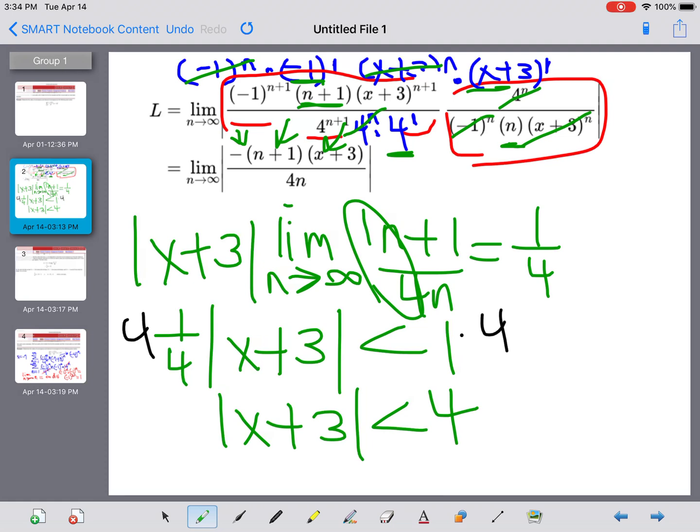Well, we can immediately identify the radius of convergence, and our absolute value is in the proper format, x minus c or x plus c. So the radius of convergence is equal to 4. Now let's find the interval of convergence.